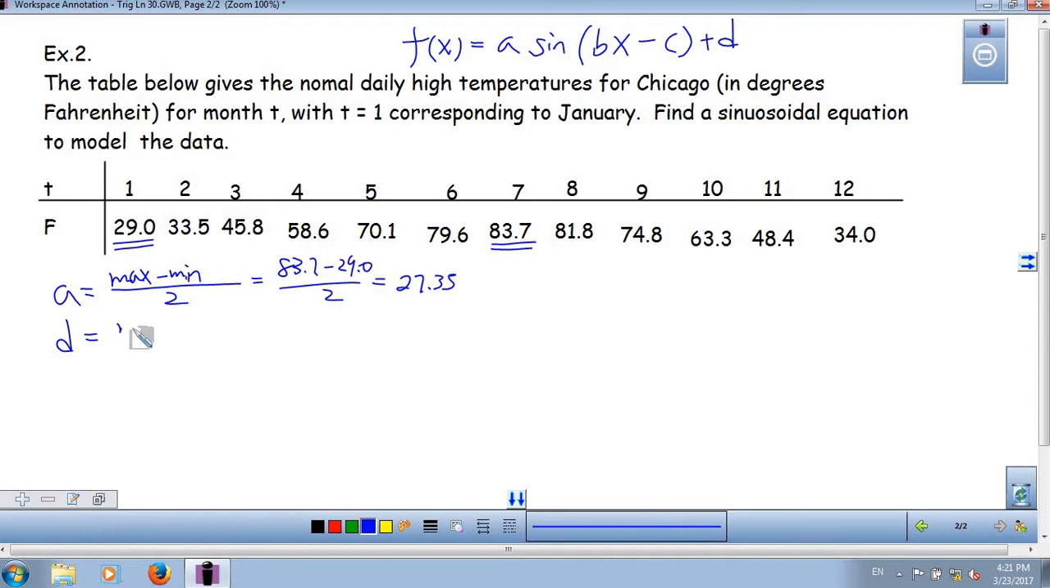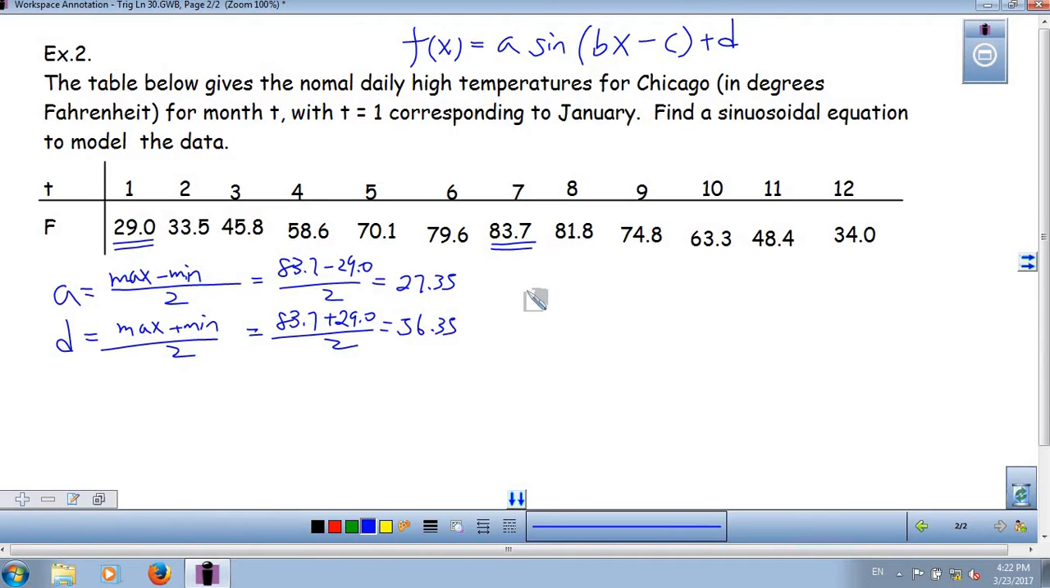Now our midline will be the maximum plus the minimum, divided by 2, like the average value. So it will be 83.7 plus 29.0, divided by 2. Let's type it in the calculator: 83.7 plus 29, divided by 2, gives us 56.35. So that's the amplitude, and that's the midline.